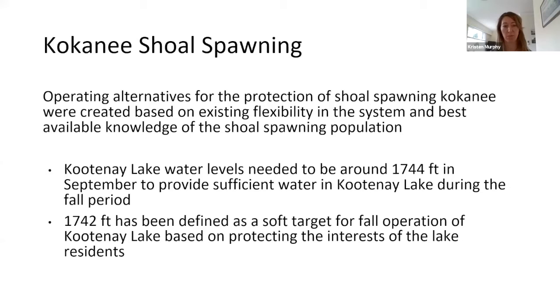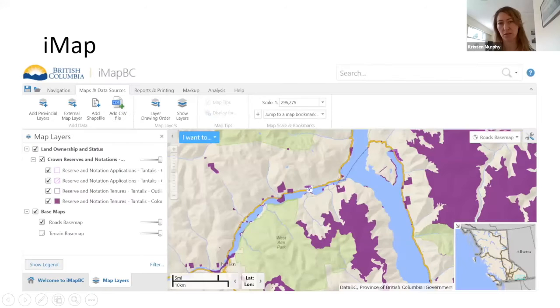1,742 feet has been defined as a soft target for Fortis and BC Hydro, because that tends to be a minimum elevation that Kootenay Lake residents really enjoy for their recreational purposes. So we want the water to actually be a little bit higher than that for spawning kokanee. And then some of these key areas have led to Land Act Section 16 reserves, which you may or may not have heard of.